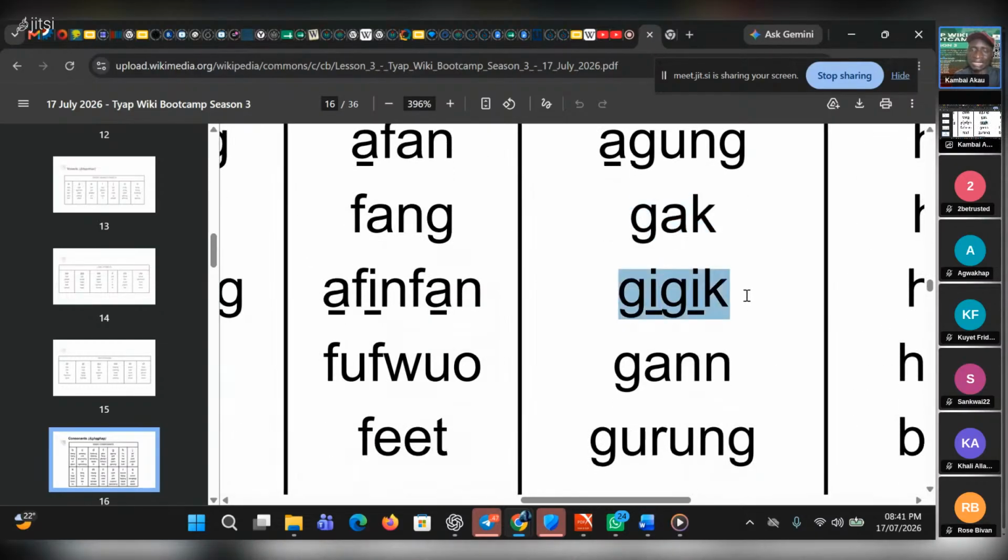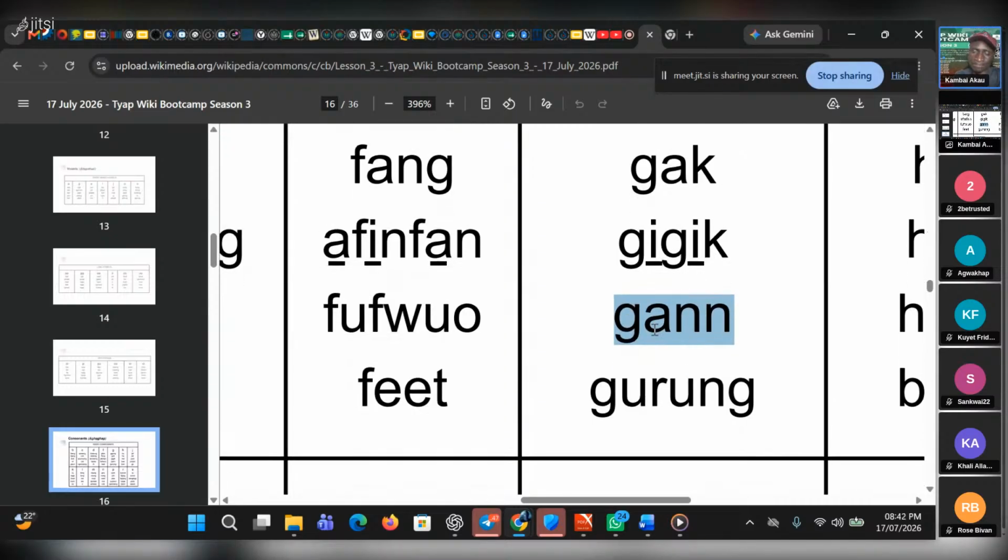And then we have gig, which is like doing something in an emergency, or you are being in a hurry with it. And then we have gan, or gan, well, a different pronunciation. This one is like a habit, or maybe your character or something.